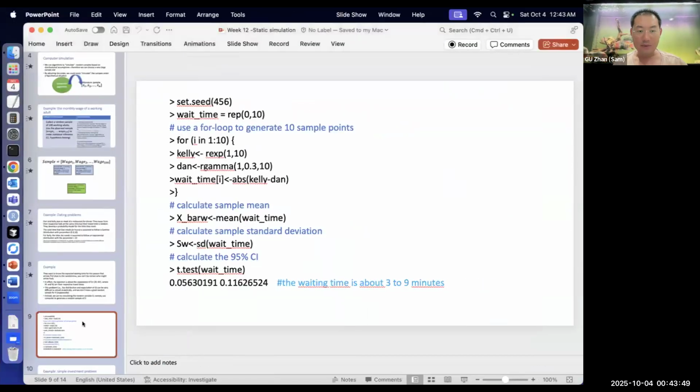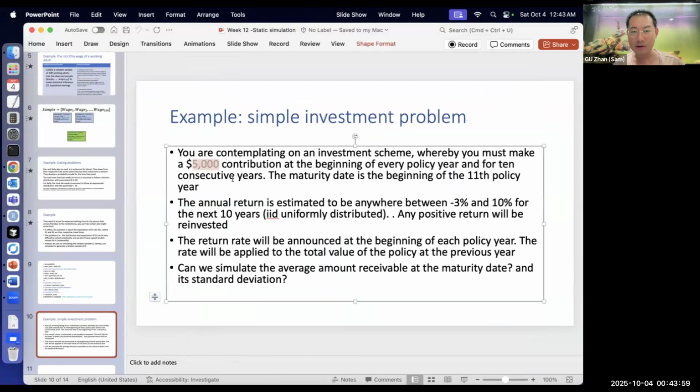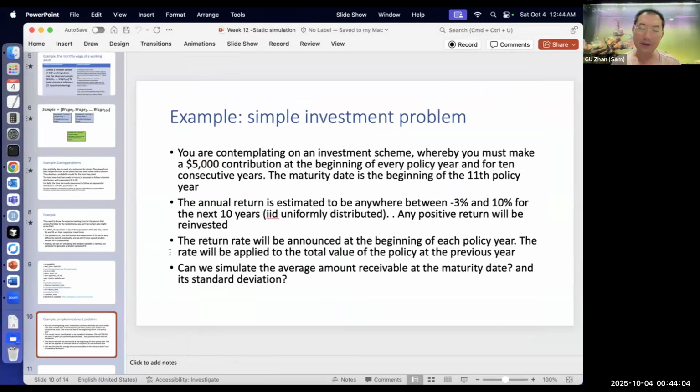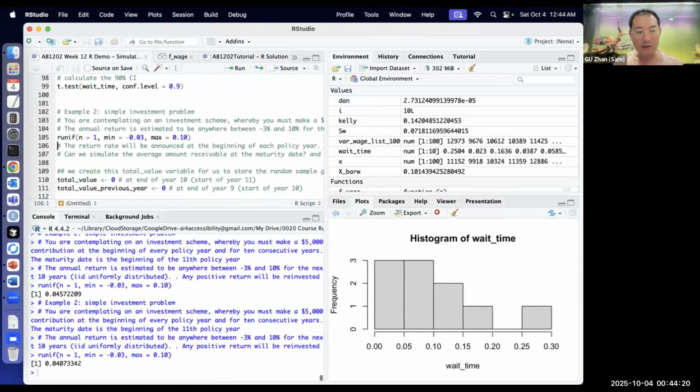Then the next example is a simple investment problem. You're contemplating an investment scheme whereby you must make a 5,000 contribution at the beginning of it. So read through it according to the video lecture. Example 2. Your annual return follows a uniform distribution, minimum 3% loss and maximum 10% gain. So you simulate one for 1 year, you do it again.